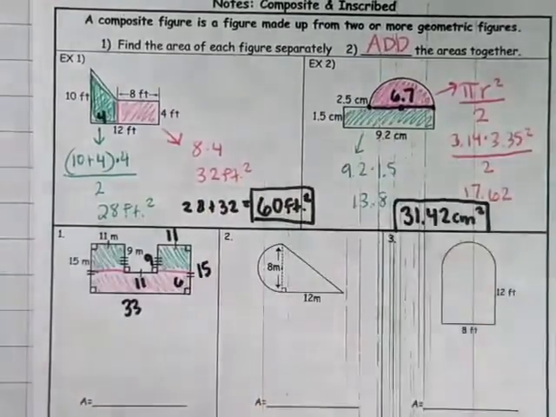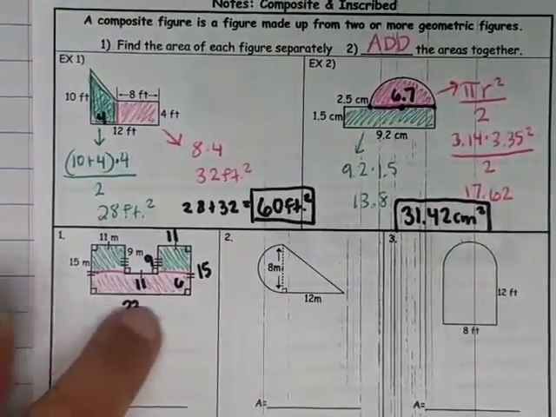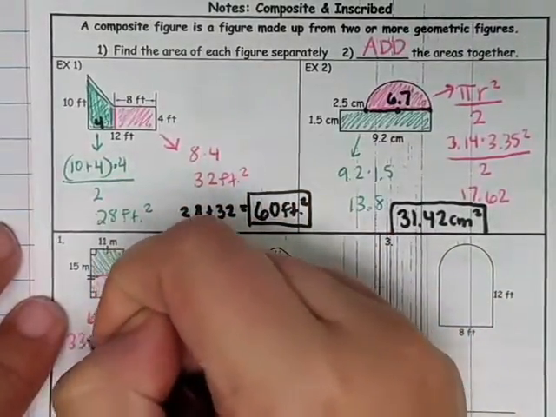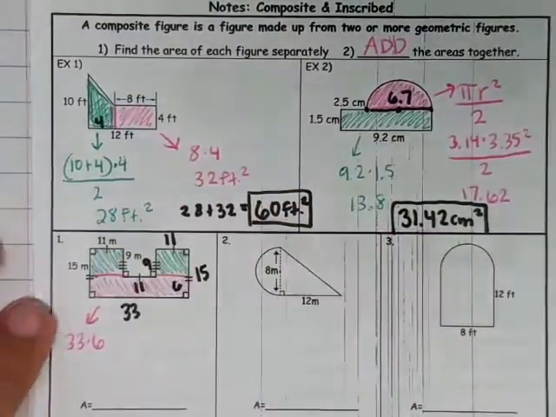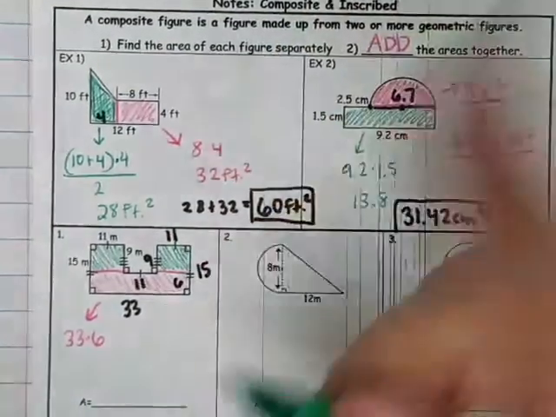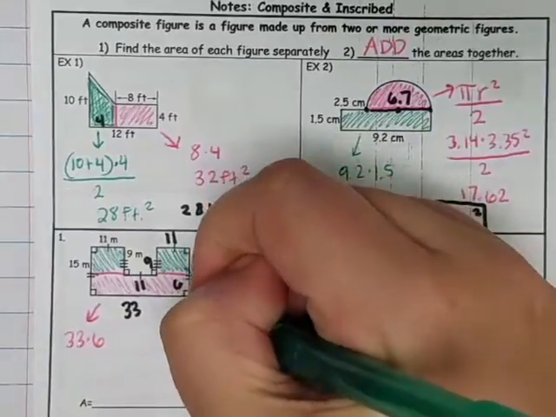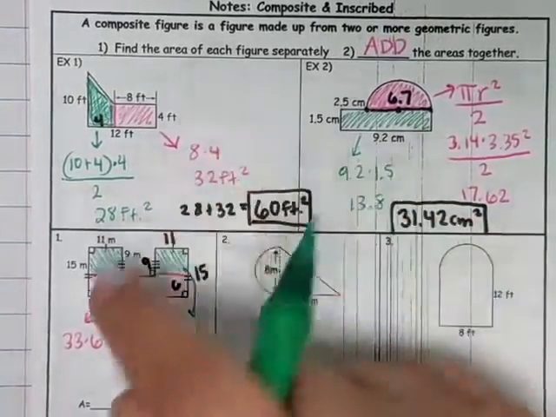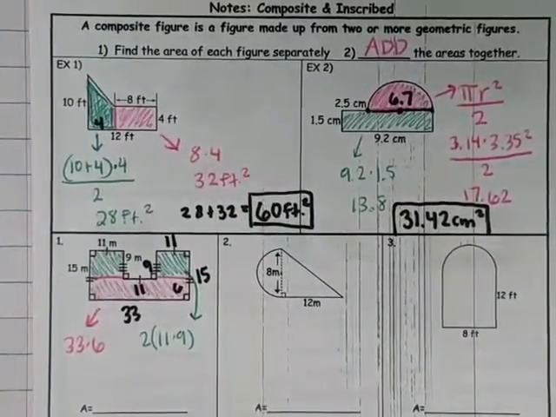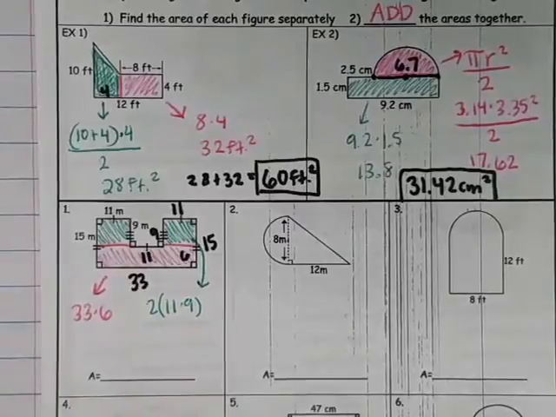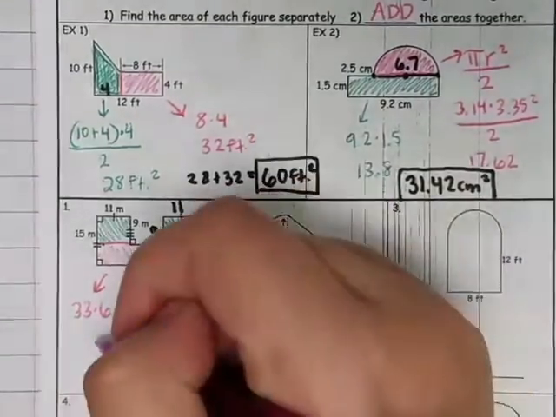So my pink rectangle is actually going to be 33 times 6. And then my other rectangle is 11 by 9. But I have 2 of them, so I'm going to double it. So 11 times 9, but then I'm going to double it because I've got another one over here. All right. Now I'm going to go ahead and just find those 2 areas. So 33 times 6 gives me 198.